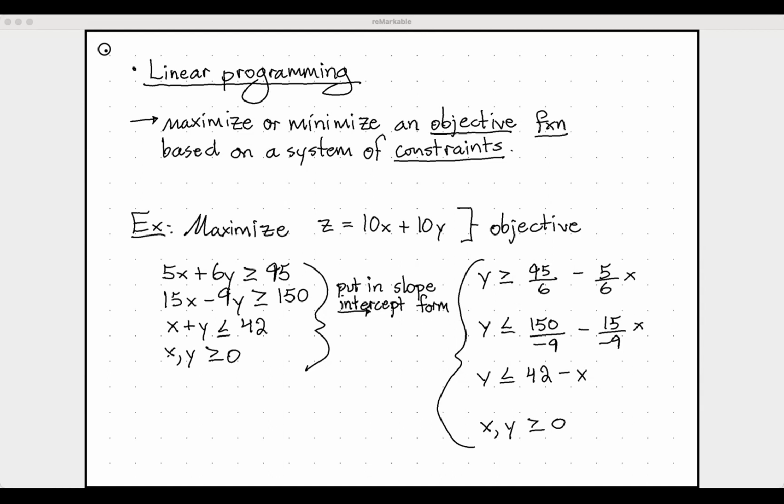Okay, so those are my equations. And the next thing to do would be to graph this on your calculator. Of course, I don't have a calculator with me now. So instead, I'm going to graph these on Desmos.